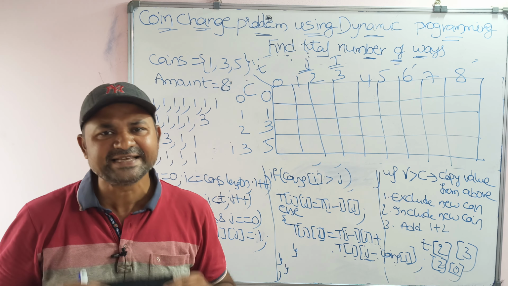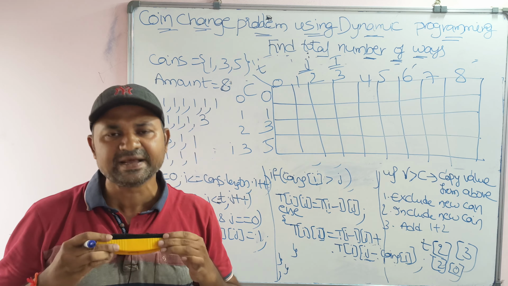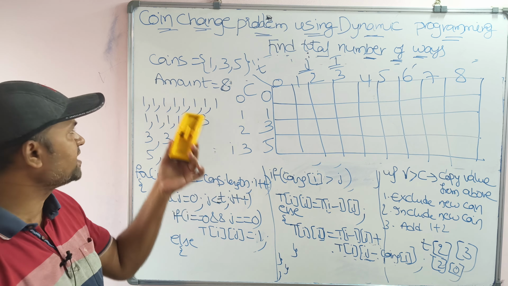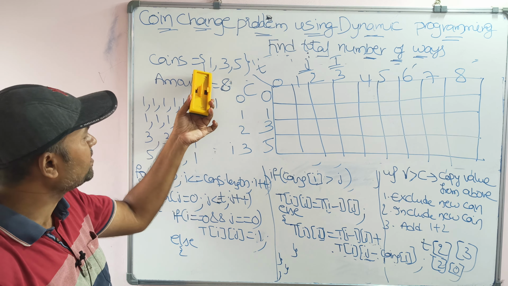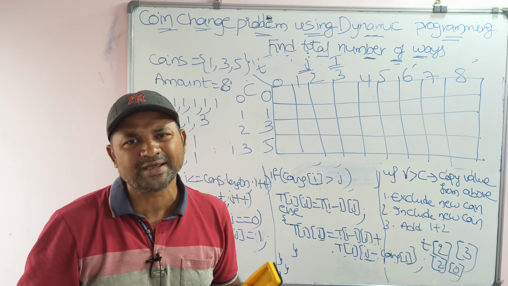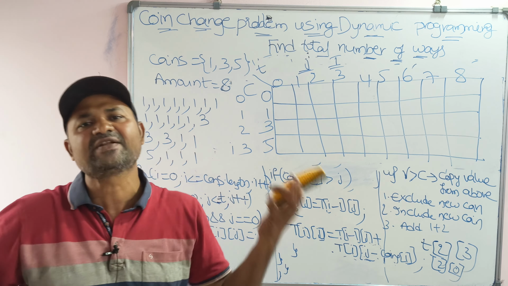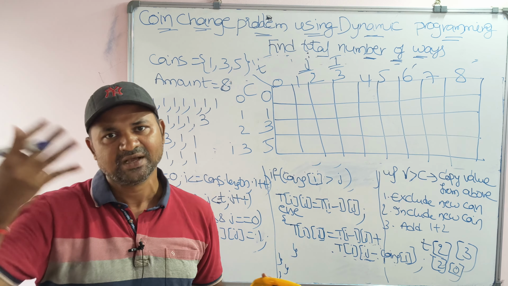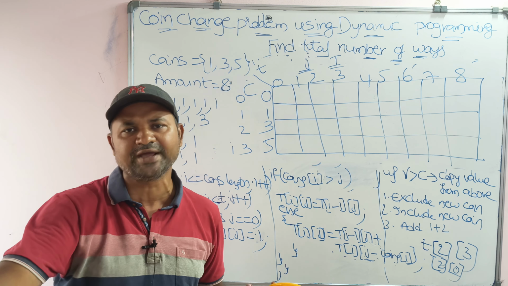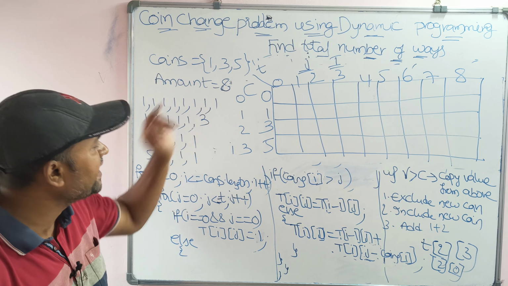Now let us discuss the coin change problem using dynamic programming. Let's see the example. Here the coins 1, 3, 5 are given. We can use the same coin an infinite number of times. So we can use 1 infinite number of times. Likewise, we can use the 3 coin infinite number of times. So here the amount is 8.